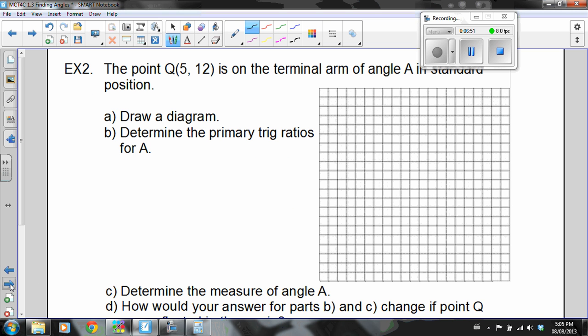Okay, what do we got here? The point Q is on the terminal arm of the angle A in standard position. Draw a diagram, determine the primary trig ratios. This sounds like something we've done before.